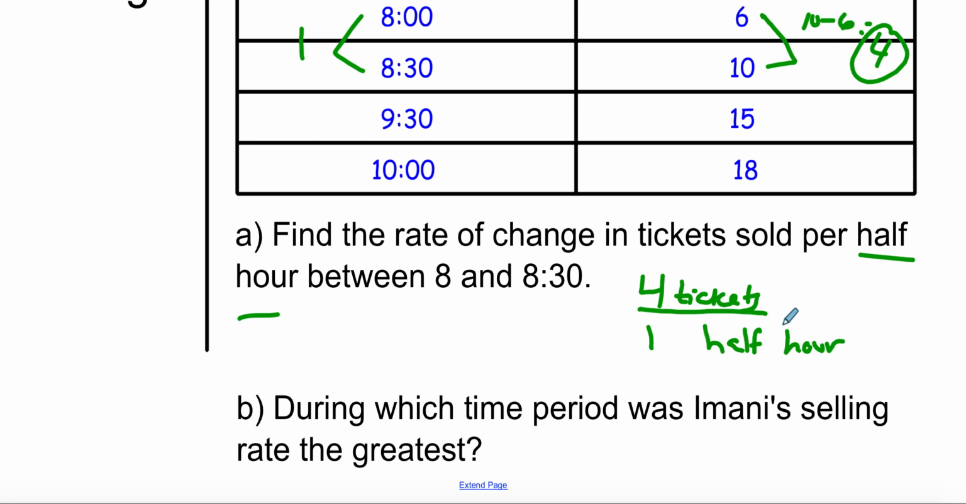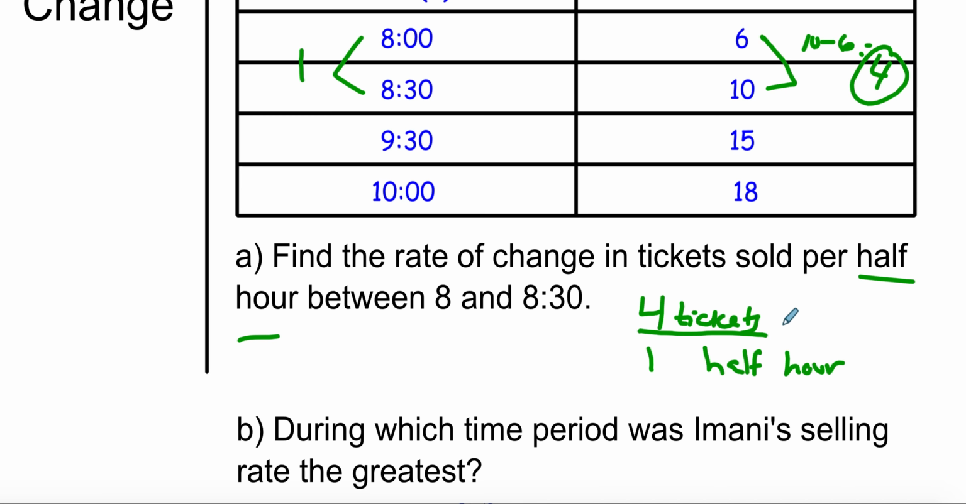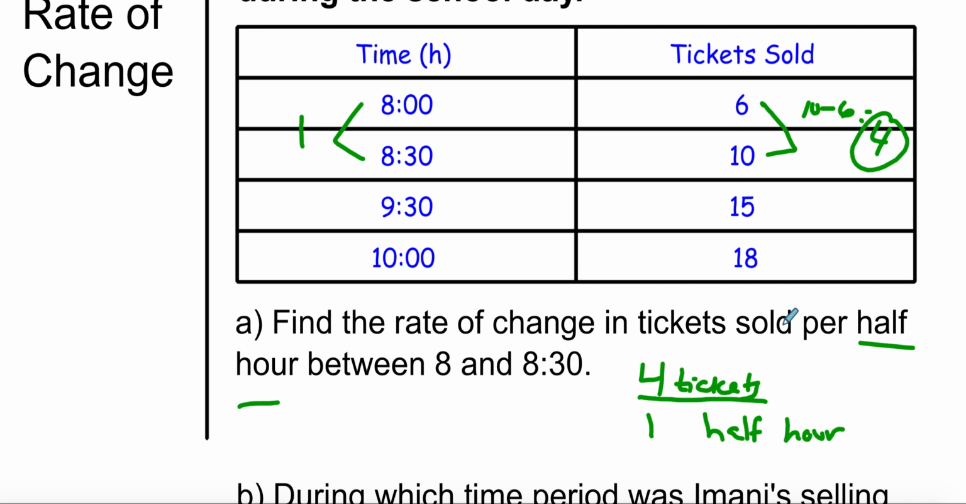Letter B wants to know, during which time period was her selling rate the greatest? So what that's telling us is that not all of these are the same, and we should calculate the rest of these. So if I calculate between 10 and 15, I'm going to take 15 minus 10. I found that she sold 5, and this is also a little bit deceiving, because from here to here is 2 half-hour increments. It's 1 full hour there. So she sold 5 tickets over 2 half-hour periods, which is not as good as what she did up there.